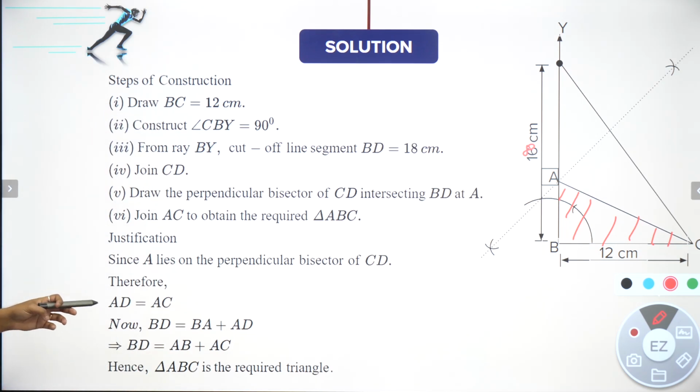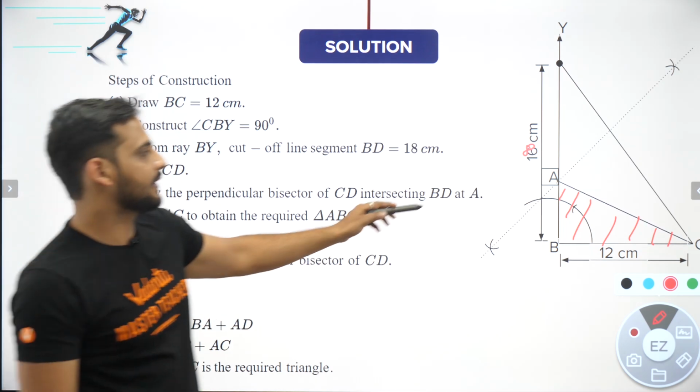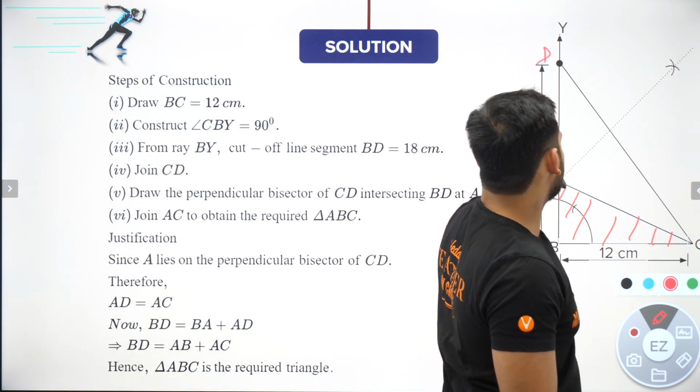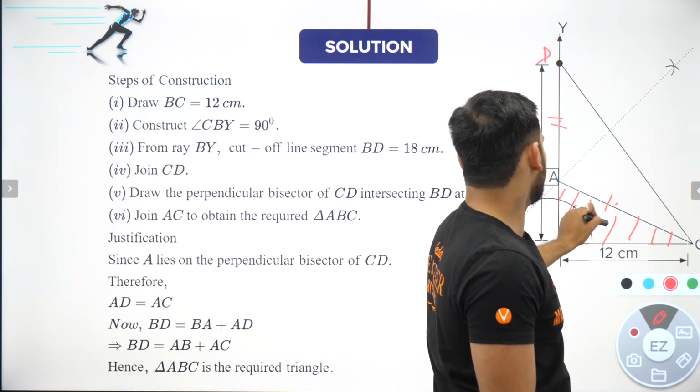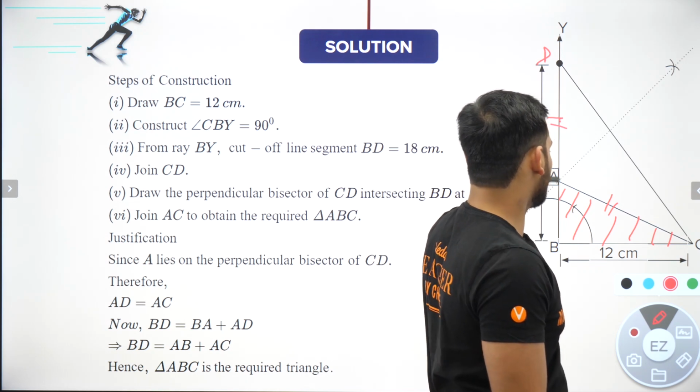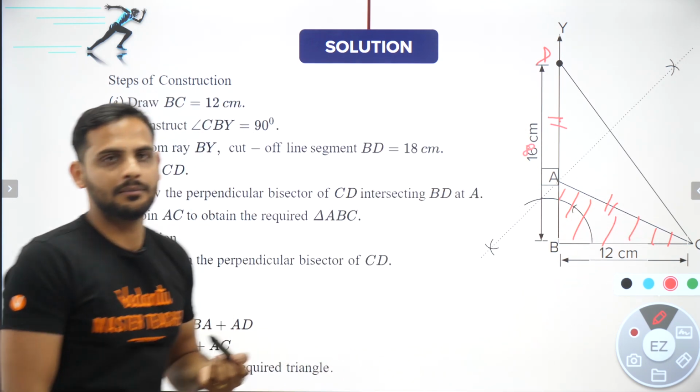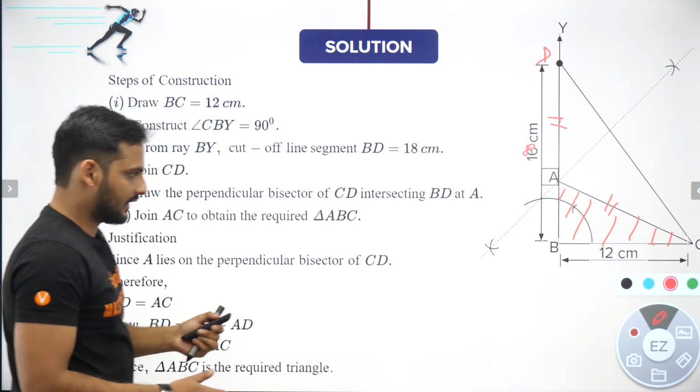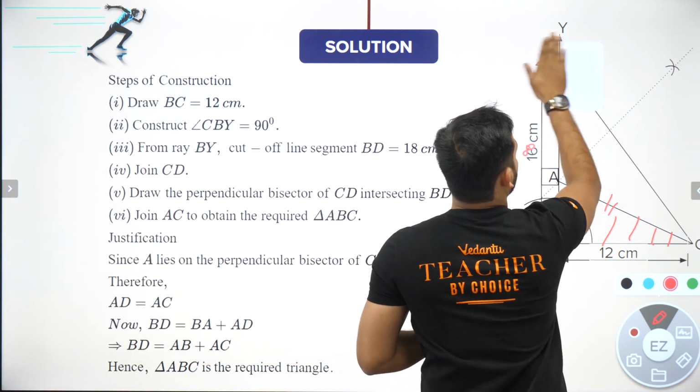So the proof is also given. We know that AD will be equal to AC. So since AB plus AD is 18 centimeter, AB plus AC is also 18 centimeter. Understood? Chalo, let's move to the next question now.